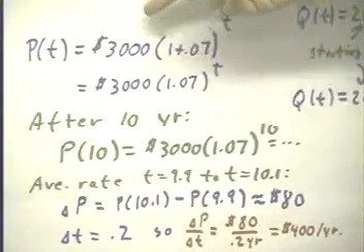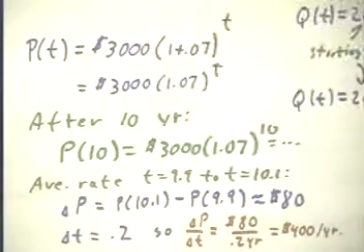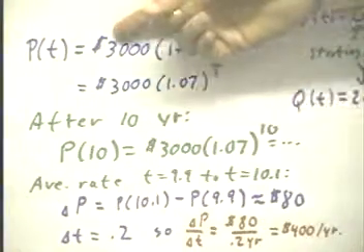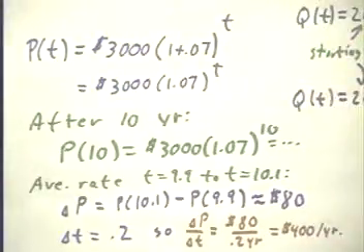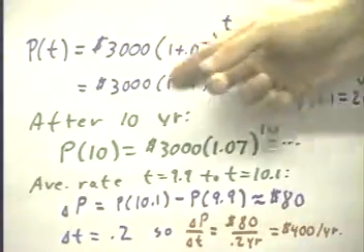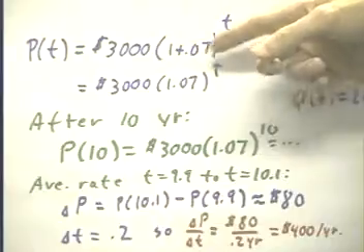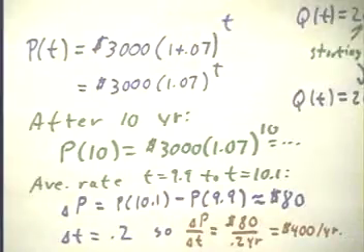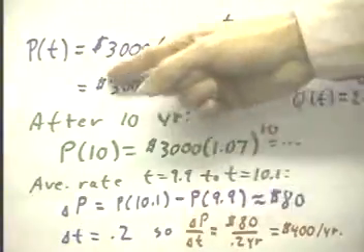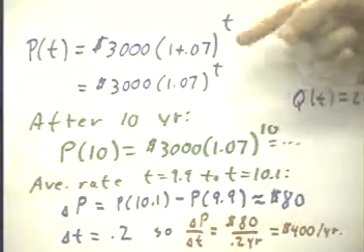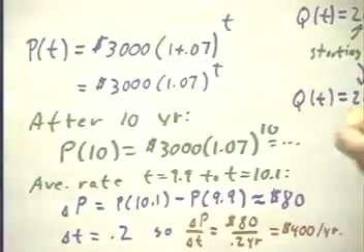Well, it should be obvious from what we've done that the function is $3,000, that's your initial quantity, times your growth factor, which is 1 plus your growth rate being 0.07, and of course we raise that to the power t. 1 plus 0.07 is 1.07, so we have $3,000 times 1.07 to the t.